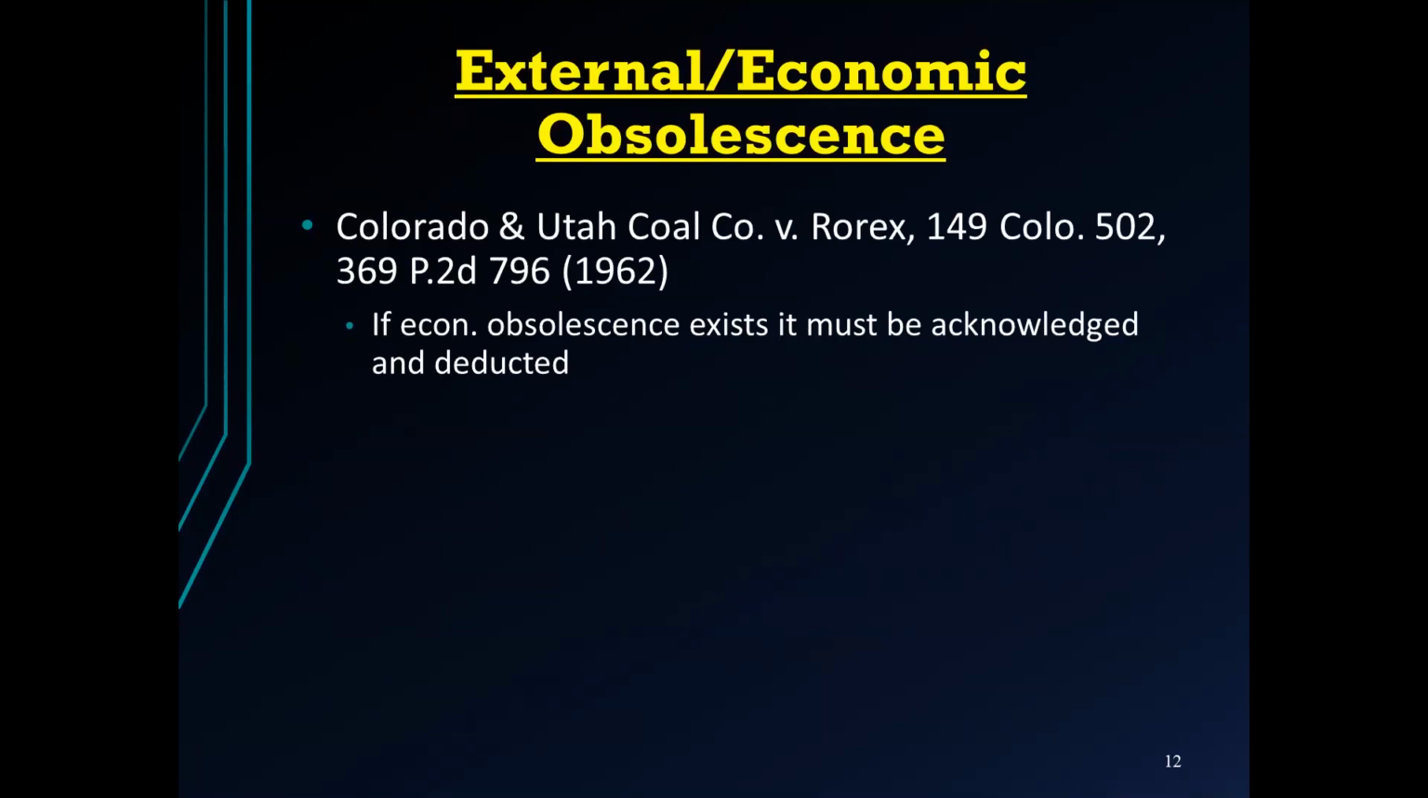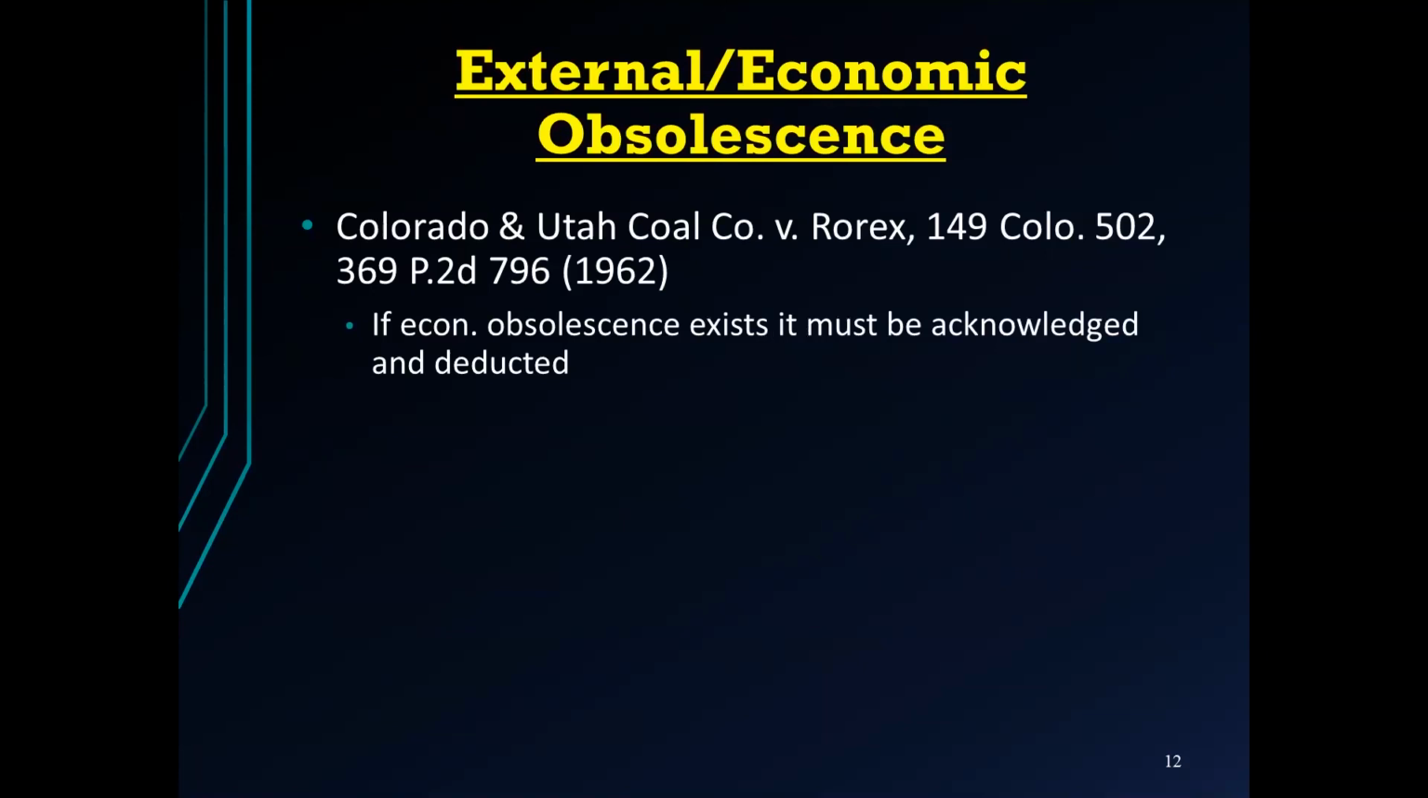And that case said that if economic obsolescence does in fact exist, it must be acknowledged and deducted. And we'll talk about this when we deal with how to quantify this, but that is going to be the key: if it exists, you have to acknowledge it and deduct it. But the key, the first part of that, is you have to prove it exists. Just because a taxpayer claims that there's obsolescence doesn't mean that it actually exists.